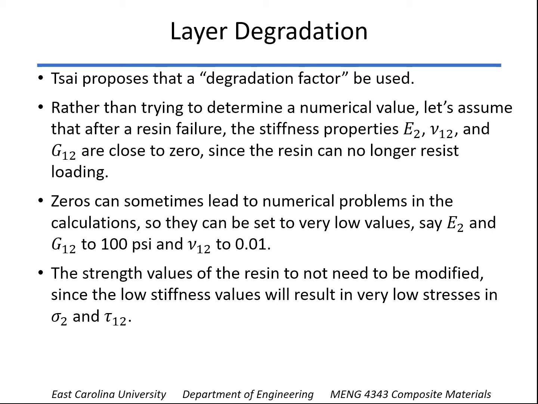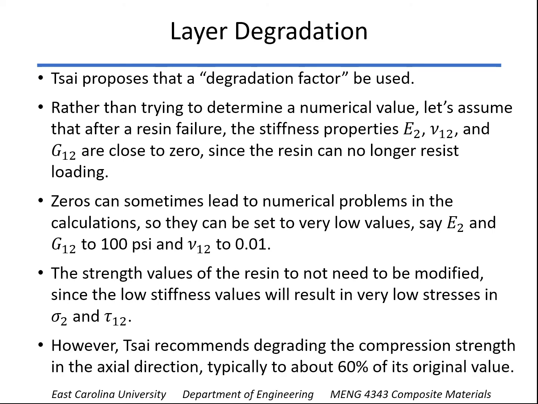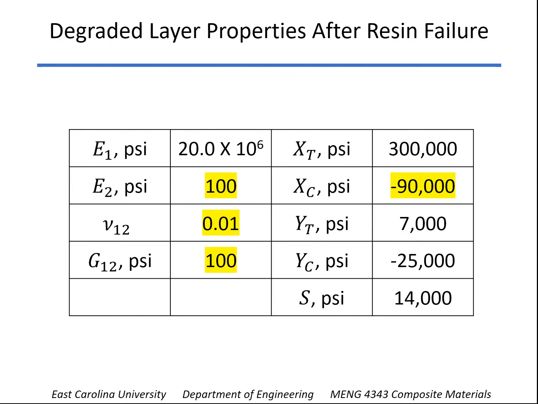However, it's possible that you'll have a fiber in compression. And if that's the case, again, Tsai recommends you don't get rid of the compression strength altogether. The fibers are still intact, but without the resin around them to prevent microbuckling, you should degrade that strength as well. Again, it's not going to make any difference in this problem because everything is in tension. But going along with that, we're going to look at what we would call the degraded layer properties.